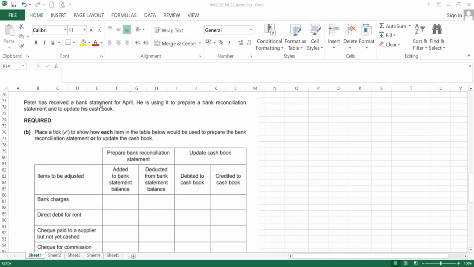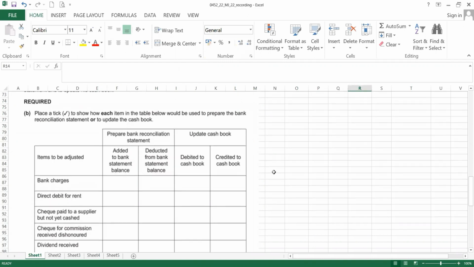Peter has received a bank statement for April. He is using it to prepare the bank reconciliation statement, and place a tick to show whether each item will be used to prepare the bank reconciliation statement or update the cash book. So what are the items that we normally use to update the bank statement? Let me explain first.